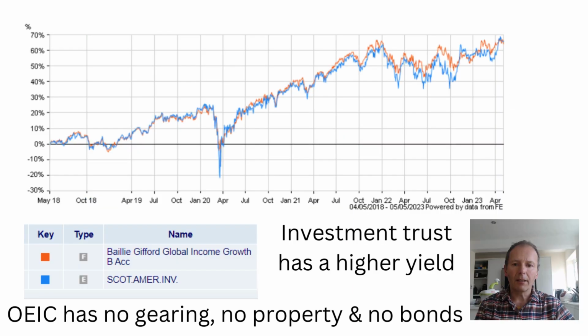Comparing Scottish American to Baillie Gifford Global Income Growth, its equivalent fund, we can see there's really been no benefit from Scottish American having gearing, property and bonds, but the investment trust does have a higher yield even though the total returns are pretty much identical.